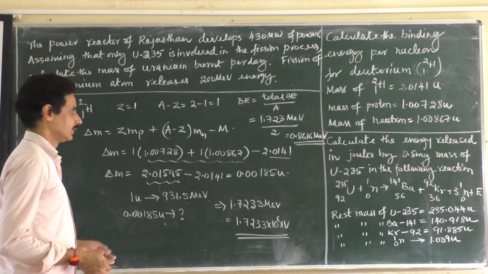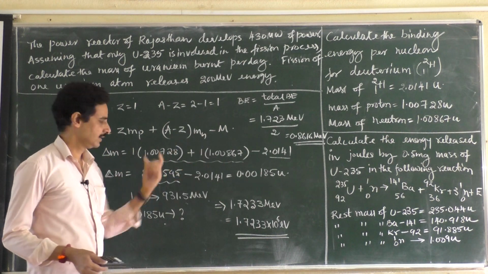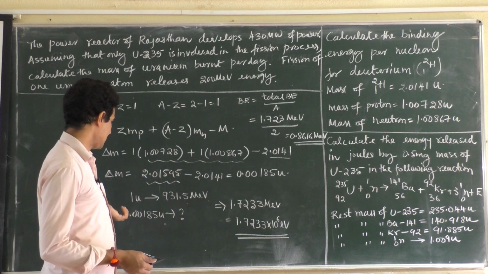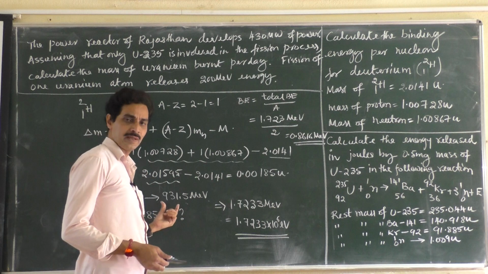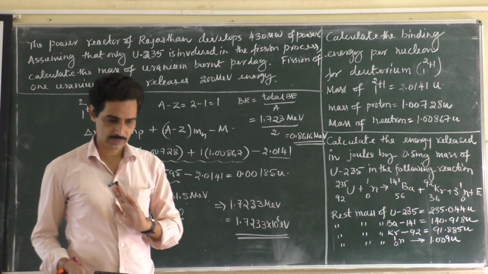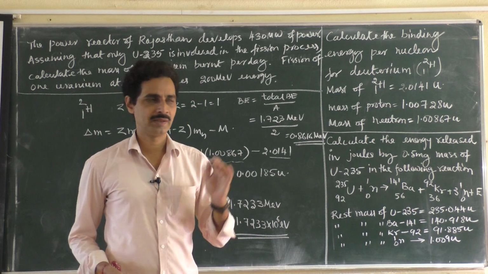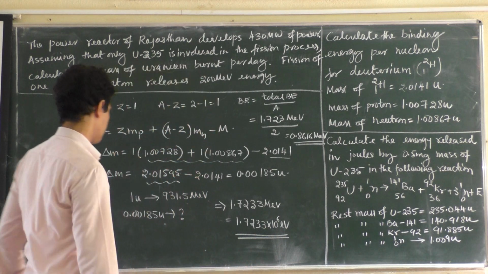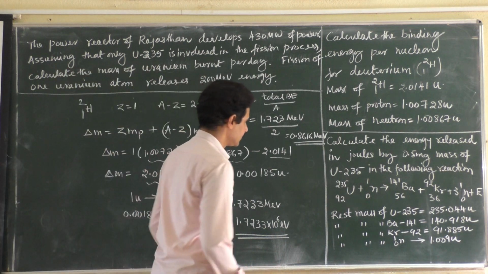So this is how we calculate. First of all, find out the mass defect and multiply it by 931.5 million electron volt, because mass defect is obtained in atomic mass unit. Okay, we'll go to another problem. Right, this is over now.